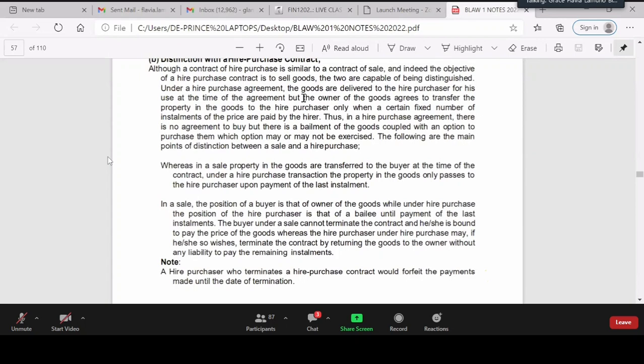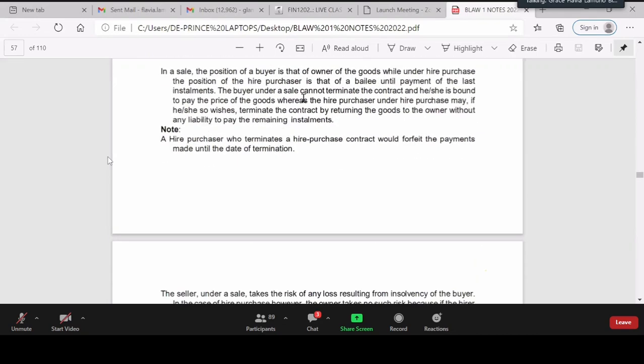So the position of a buyer in a hire purchase contract is that of a hirer. That is why it's called hire purchase. You are not looked at as the owner. You're called the hirer because you're paying slowly, as if you're hiring the thing, as if you're just borrowing until you have made the last installment. That is when you can be properly called the owner. So some call you a hirer, some call you a bailee, but you're not called the owner until the last installment is paid.